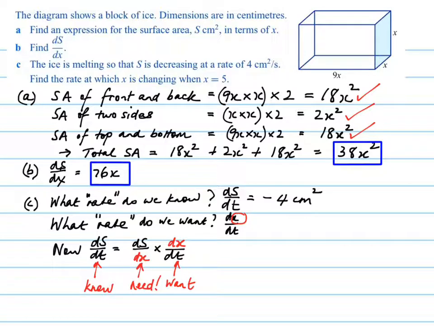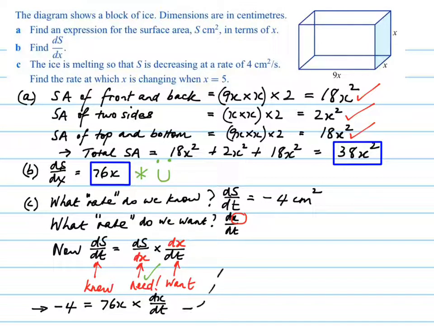But hang on a minute. Have a look at part B. Oh my goodness. They basically helped us to work it out in anticipation of needing it now, so we don't have any work to do. Let's just sub in. Minus 4 centimetres squared per second was the ds/dt. That's going to equal 76x, which is ds/dx, times dx/dt, which is what we have to work out.